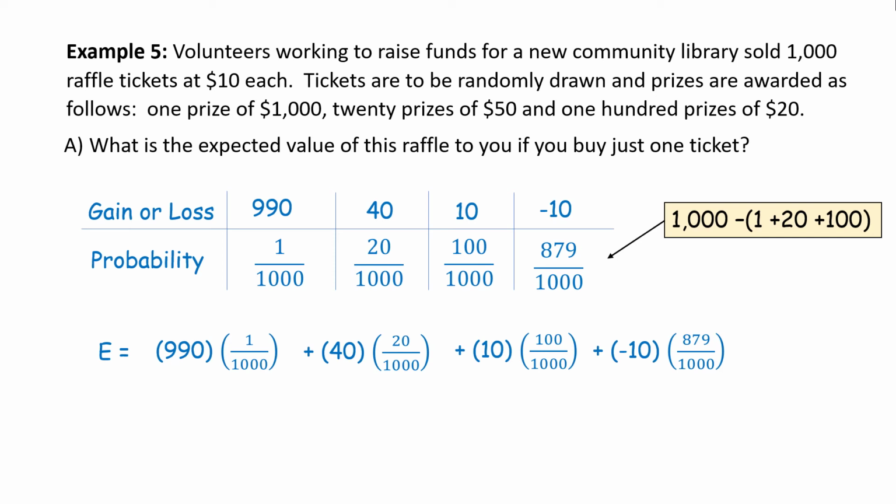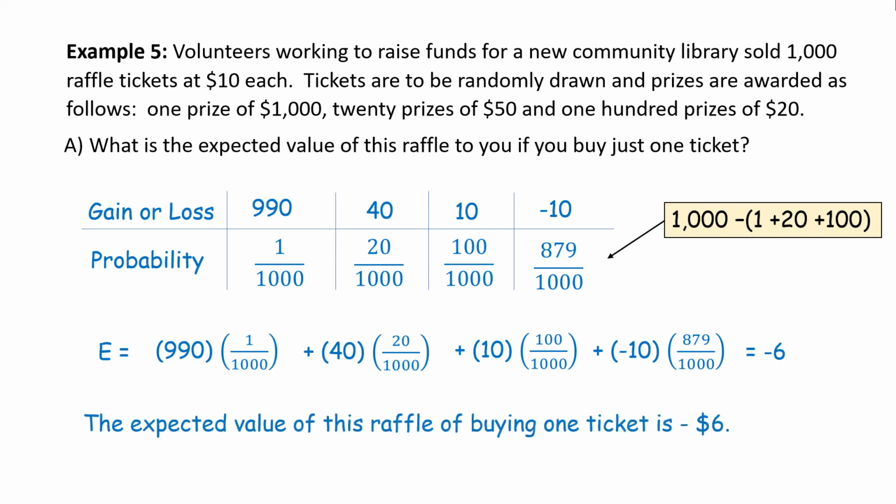You can use your calculator to do this arithmetic. The result is -6. The expected value of this raffle of buying 1 ticket is a $6 loss.